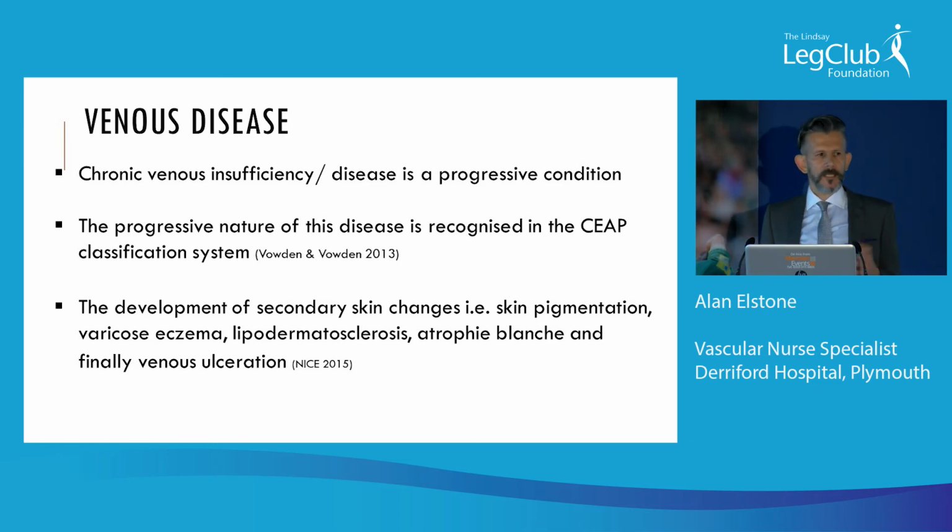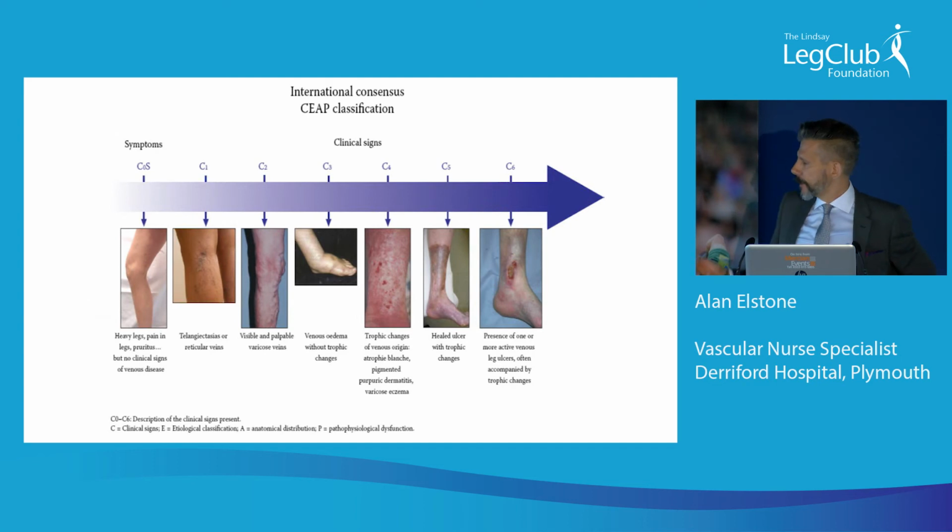And the CEAP classification, it's not a score, it is really just a clinical scale, does actually begin to put across the idea that it is a progressive condition. I'm not going to linger too long, but essentially C stands for clinical signs, and you've got C0 there, which means that they've got no clinical signs of venous disease, and then they develop small thread veins, which we'll look at in a moment, visible varicose veins, a bit of edema with their varicose veins, some skin changes, which we'll also talk about, and at 5 a healed ulcer, and then at 6 an active ulcer.